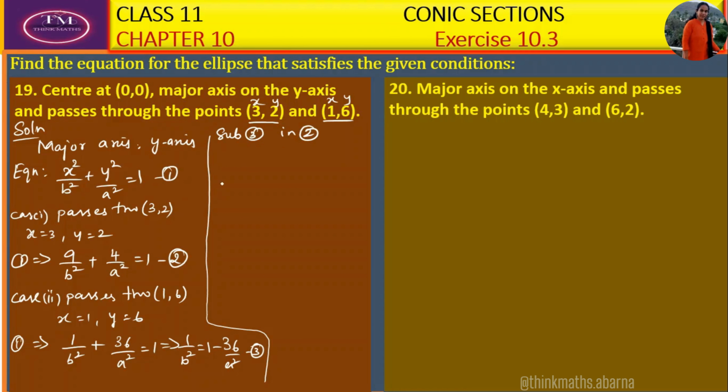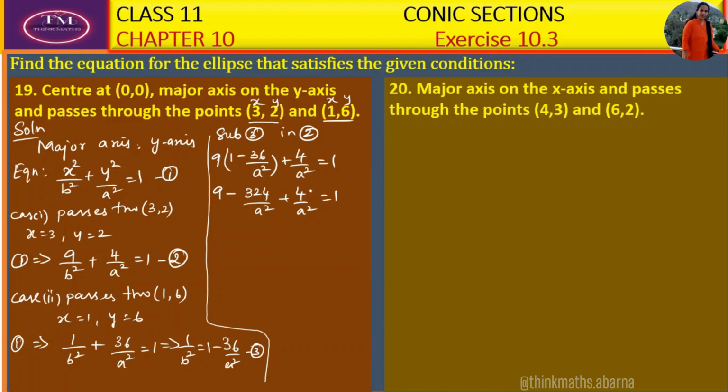So it is 9 by b square. We have to take this 9 outside. Remaining will be 1 by b square. So instead of 1 by b square, we should substitute 1 minus 36 by a square, plus 4 by a square equal to 1. So multiplying by 9, we get 9 minus 36 into 9 is 324 divided by a square, plus 4 by a square equal to 1.